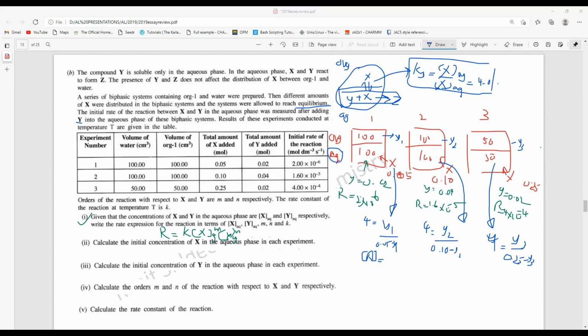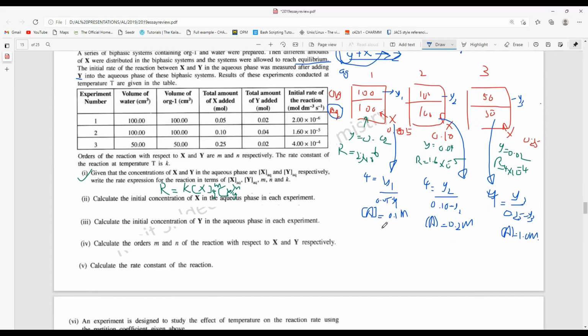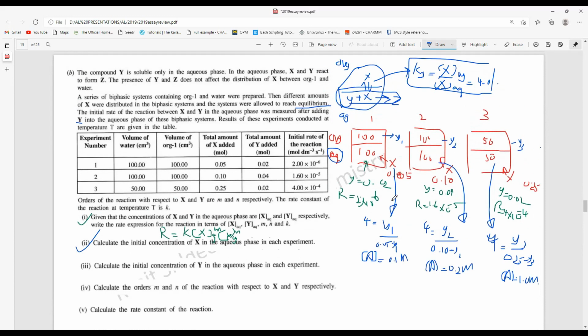So if I find the concentration in each of these experiments, you will find that this is 0.1 M. This is 0.2 M. And in this test, it will be 1 M. Okay, that is this. So what is the point to remember? Initial concentration means not the total amount. After the equilibration, what is the initial concentration?